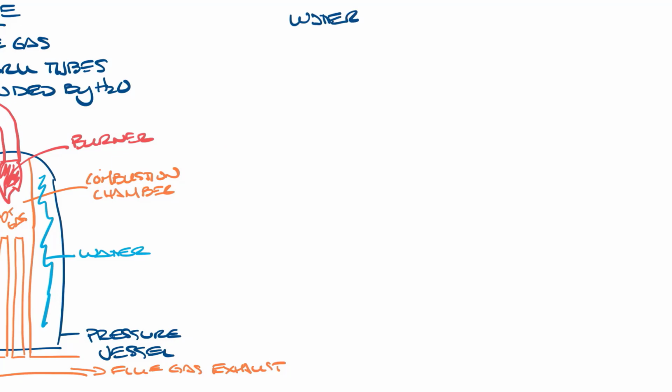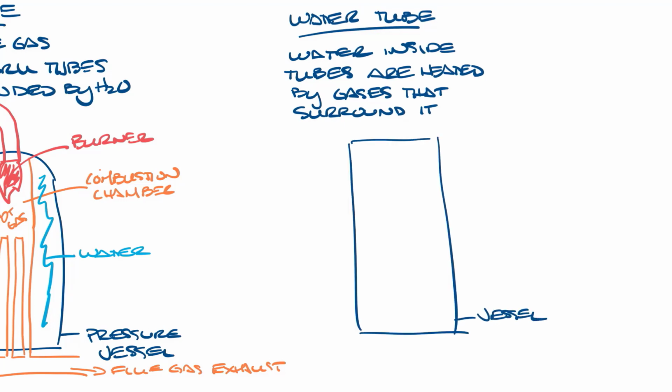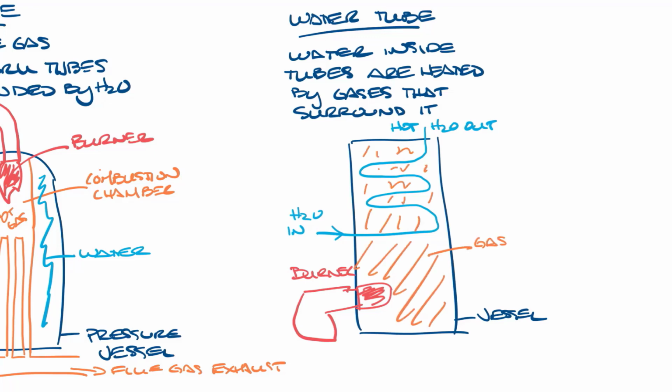And now let's look at water tube boilers. Water tube boilers have water inside the tubes that are heated by gases that are surrounding them. So it's kind of the opposite of the fire tube. So let's look at what that looks like. Again, we'll start with the pressure vessel on the outside, and we'll put the blower over here and the burner right here. And then we'll draw in the tubes of water. So the water would come in down here as cold water and leave at the top as hot water. So essentially all of this section is going to be where the hot gases are.